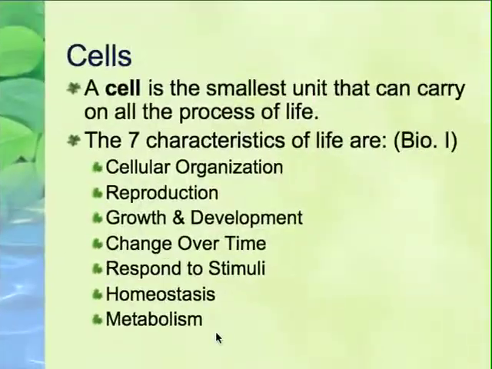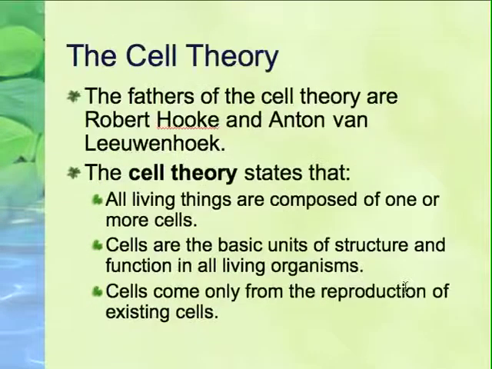Now, I want you to remember that movement was nowhere on that list, because that's not a requirement. The ability to think or to have a brain, that's not in that list. Okay, so things are alive if they meet those 7 criteria. So those are our criteria for what a cell is and if a cell is alive or not.